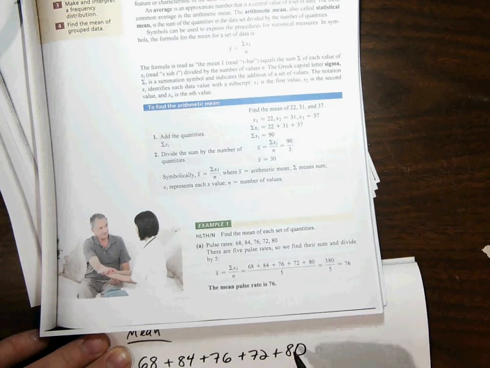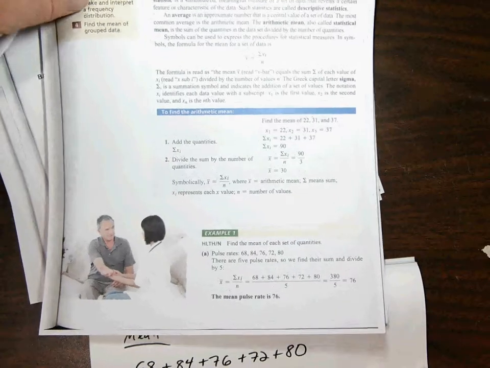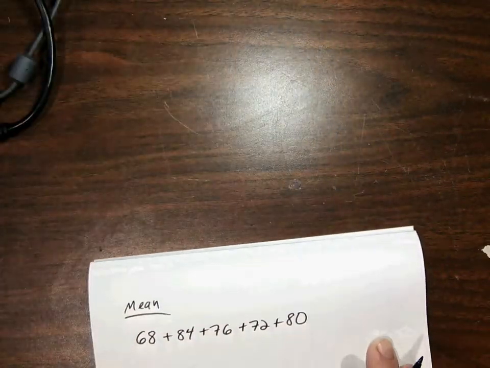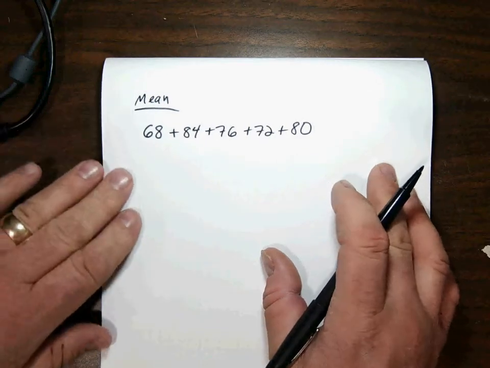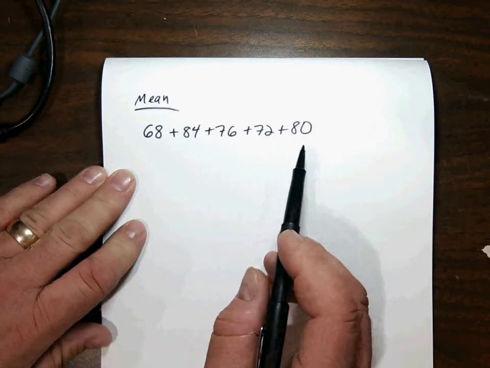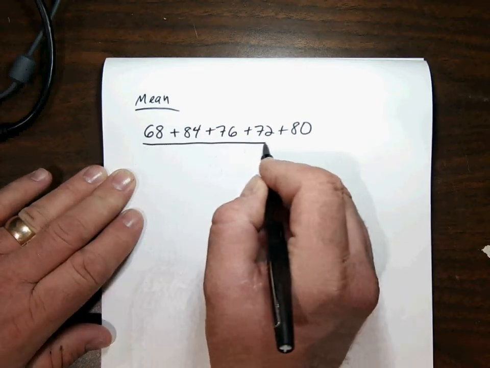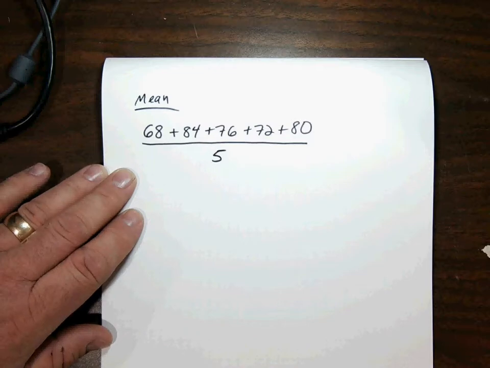Okay, here we go. Pulse rates of 68, 84, 76, 72, and 80, taken at whatever time interval in between. We don't have to worry about that. We just want to know the average. Everybody's taken averages. What do you do? You add them all up, figure out how many there are, and then divide by that number. So I'm going to turn that into a big fraction and divide by 5.